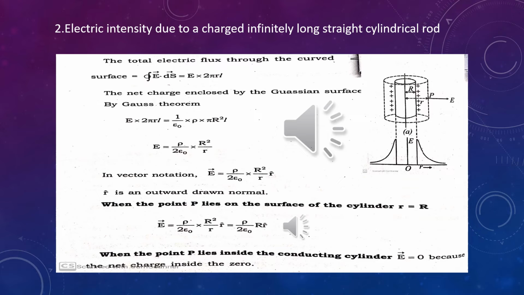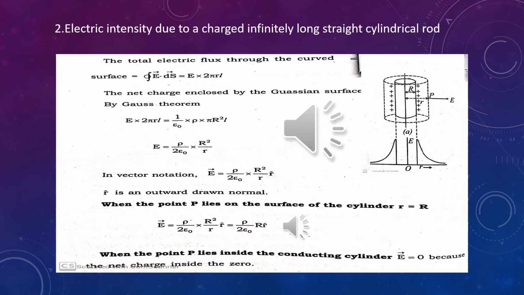Let us look at the flux through the curved region. The total electric flux through the curved surface is closed integral E dot ds, equal to E into the area. Our surface area is 2 pi RL for the cylinder; we took the length as L and the radius as R. Therefore, the total flux is E into 2 pi RL. Now applying Gauss's law, that is E into 2 pi RL is equal to 1 by epsilon 0 into the net charge enclosed by the Gaussian surface.